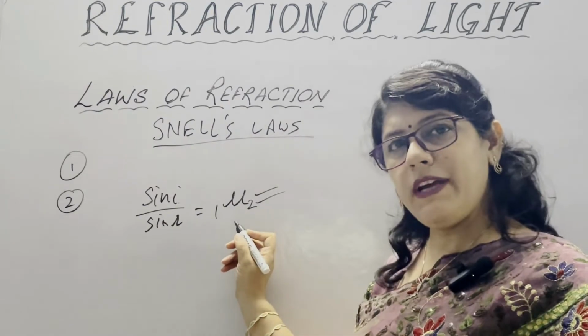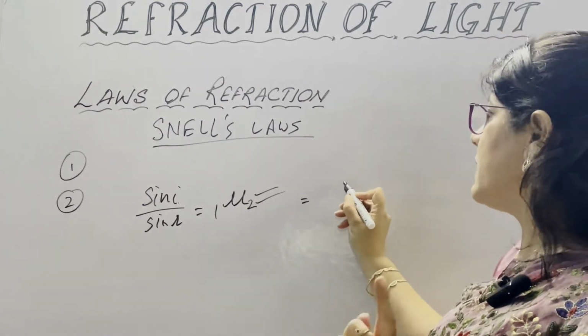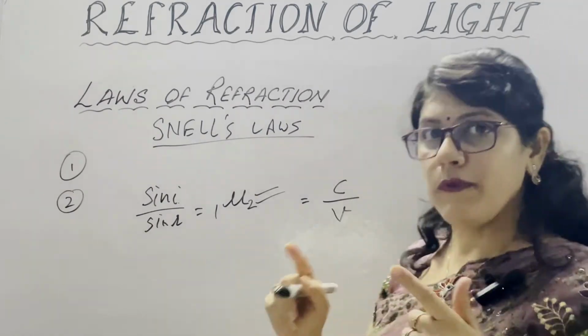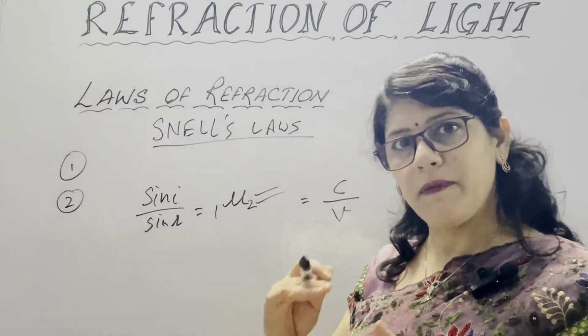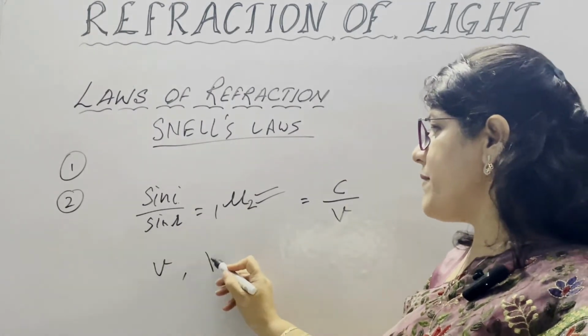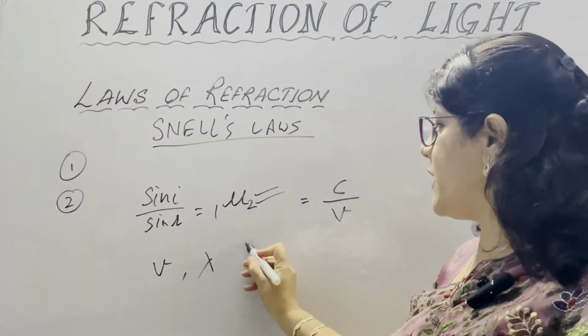Now this refractive index is generally defined as the ratio of the speed of light in vacuum to the speed of light in any other medium. Now we know that when light is entering from one medium to another, its speed changes as well as its wavelength changes. But one thing which is not changing is its frequency.